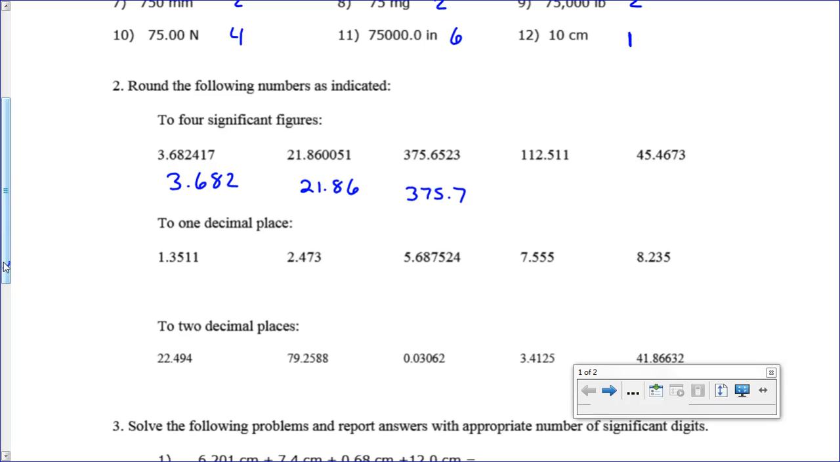For the next one, 112.5. All right. This one, we got our 4. That's a 1 after that, so it runs down. 112.5 is what we end up with. And then for the last one here, 45.4673, we go until we have 4, then we cut it off. We look, there's a 7 after that, so we're going to round up, so it's 45.47.